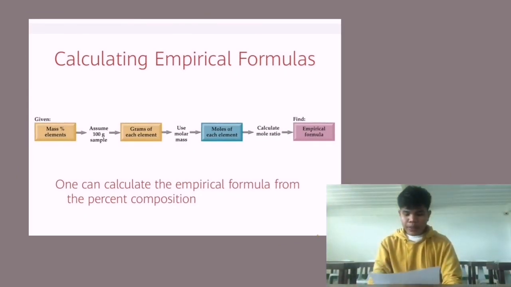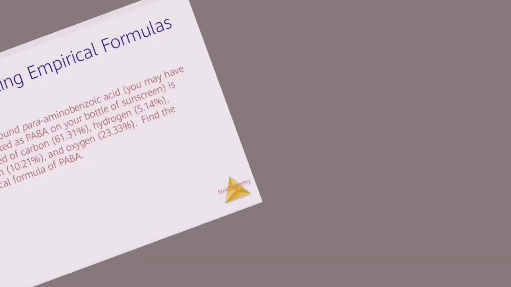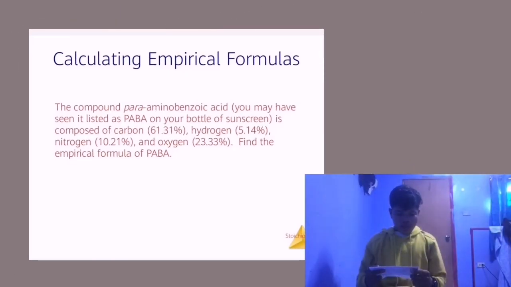Calculating empirical formulas. One can calculate the empirical formula from the percent composition. The compound para-aminobenzoic acid, you may have seen it listed as PABA on your bottle of sunscreen, is composed of carbon 61.31%, hydrogen 5.14%, nitrogen 10.21%, and oxygen 23.33%. Find the empirical formula of PABA.